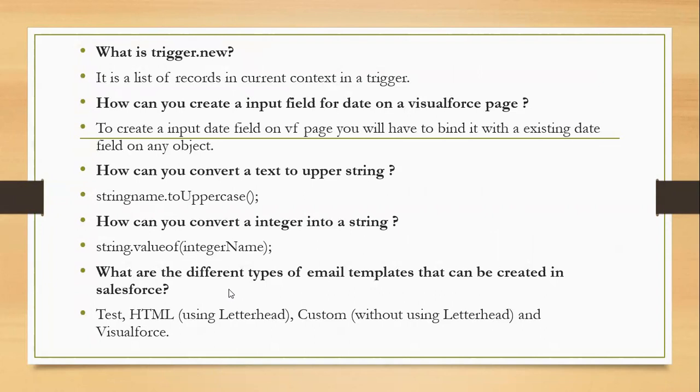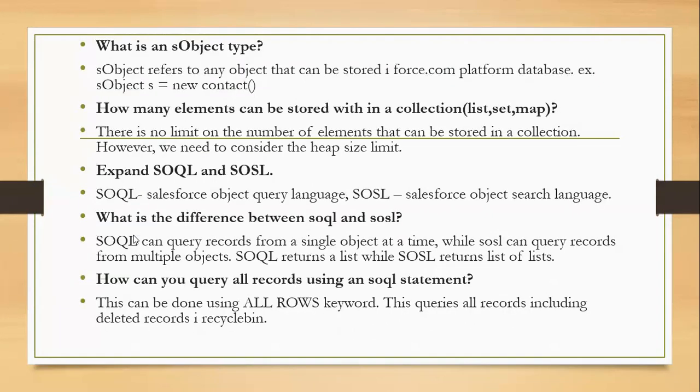Next question: what are the different types of email templates that can be created in Salesforce? Text, HTML using the letterhead, custom without using the letterhead, and Visualforce. Next question: what is the object type? Object refers to any object that can be stored in the Force.com platform. Database.com object is equal to new context.